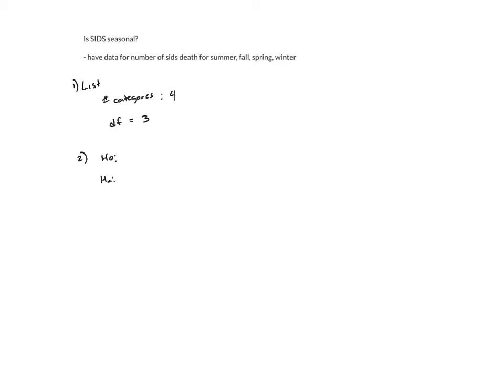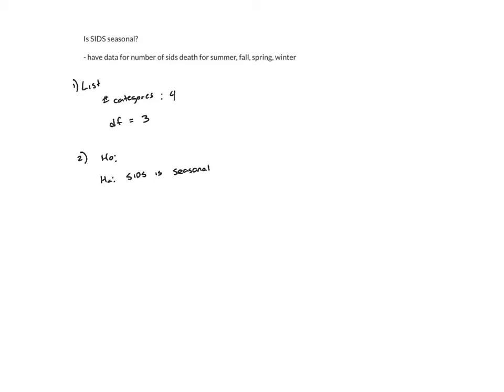I always assume that my distribution fits and try to prove that it doesn't. Well, in this case, I'm trying to prove that SIDS is seasonal. So HA will be SIDS is seasonal. That's what I'm looking for here. And so I need to think about what my null hypothesis is then. Well, if SIDS is seasonal, that means that some months are higher or lower than others, right?